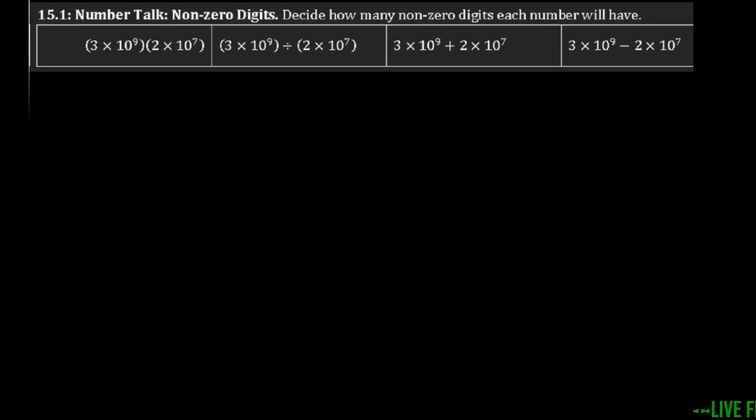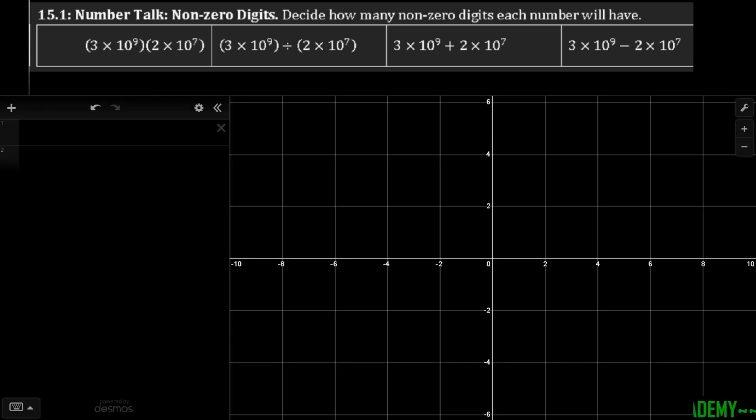Using some of those exponent properties that we had from before, we can multiply some of these out. And we can also use that Desmos calculator. What we're looking for is how many non-zero digits it's going to have. So if I look at the first one, I'm going to say I have 3 times 10. Let me actually use parentheses for this real quick. And parentheses on my next one.